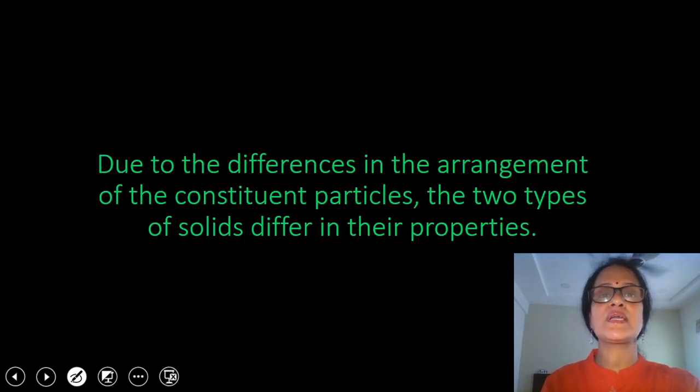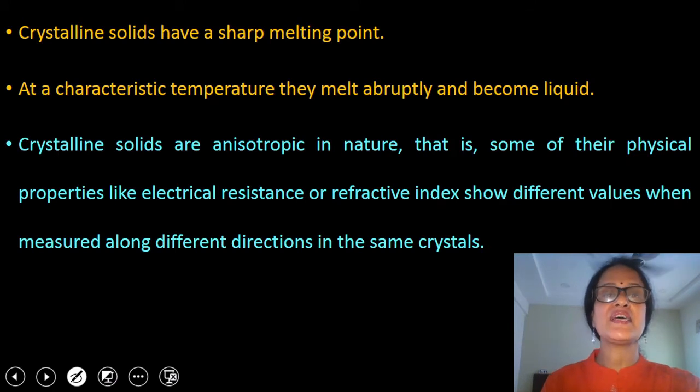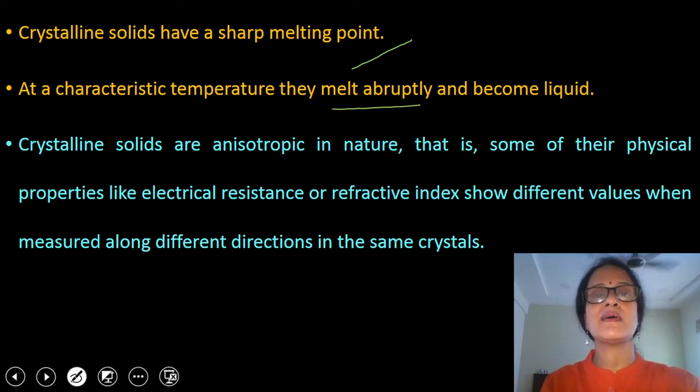So till now you are clear that crystalline solids and amorphous solids differ in the pattern of arrangement of their constituent particles. Now because of the difference in arrangement of constituent particles, the properties of crystalline and amorphous solids will also be different. So first we will learn about characteristics of crystalline solids. Crystalline solids have a sharp melting point. Sharp melting point means at a characteristic temperature they melt abruptly and become liquid.